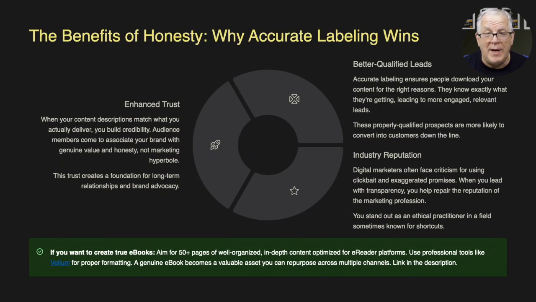The benefits of honesty. Why accurate labeling wins. Let me share 3 compelling reasons why accurate labeling is actually a competitive advantage in today's marketing landscape. First, it enhances trust. When your content descriptions match what you actually deliver, you build credibility.